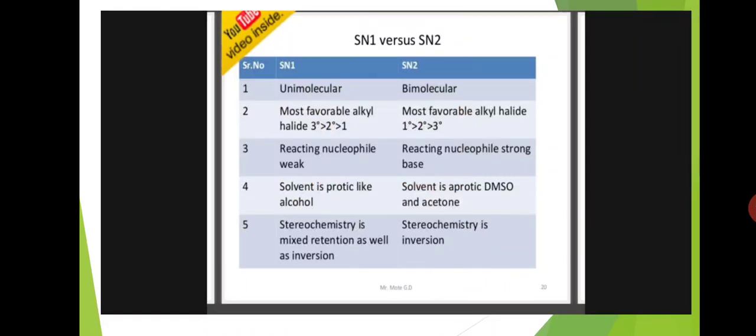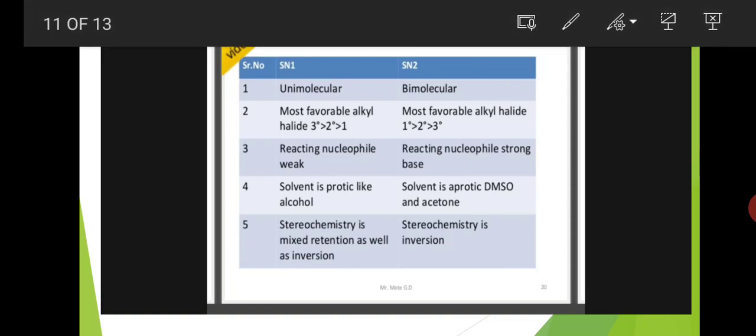Differences between SN1 and SN2. First, SN1 is a unimolecular and SN2 is a bimolecular nucleophilic substitution reaction. In SN1, the most favorable alkyl halide is the tertiary alkyl halide, after that secondary, after that primary. But in SN2, the most favorable alkyl halide is the primary alkyl halide, after that secondary, after that tertiary.